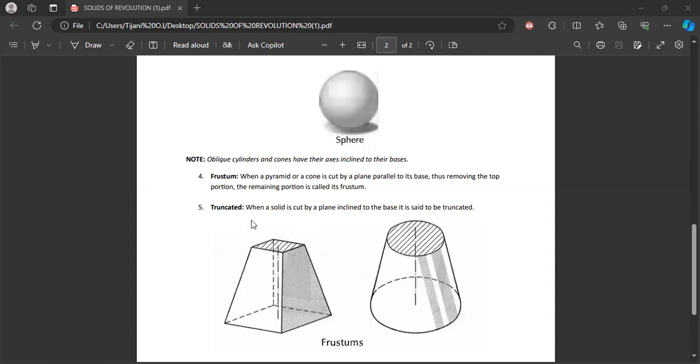But when we talk about a truncated solid, as we have read, when a solid is cut by a plane that is inclined to the base, it is said to be truncated. Supposing it is cut like this, the cutting plane goes like this and makes the surface look slanting. What we get is a truncated solid. But in this case, the cutting plane is parallel to the base of each of these solids, so it makes the remaining part a frustum, not a truncated solid. Let's take note of the difference between a frustum and a truncated solid.